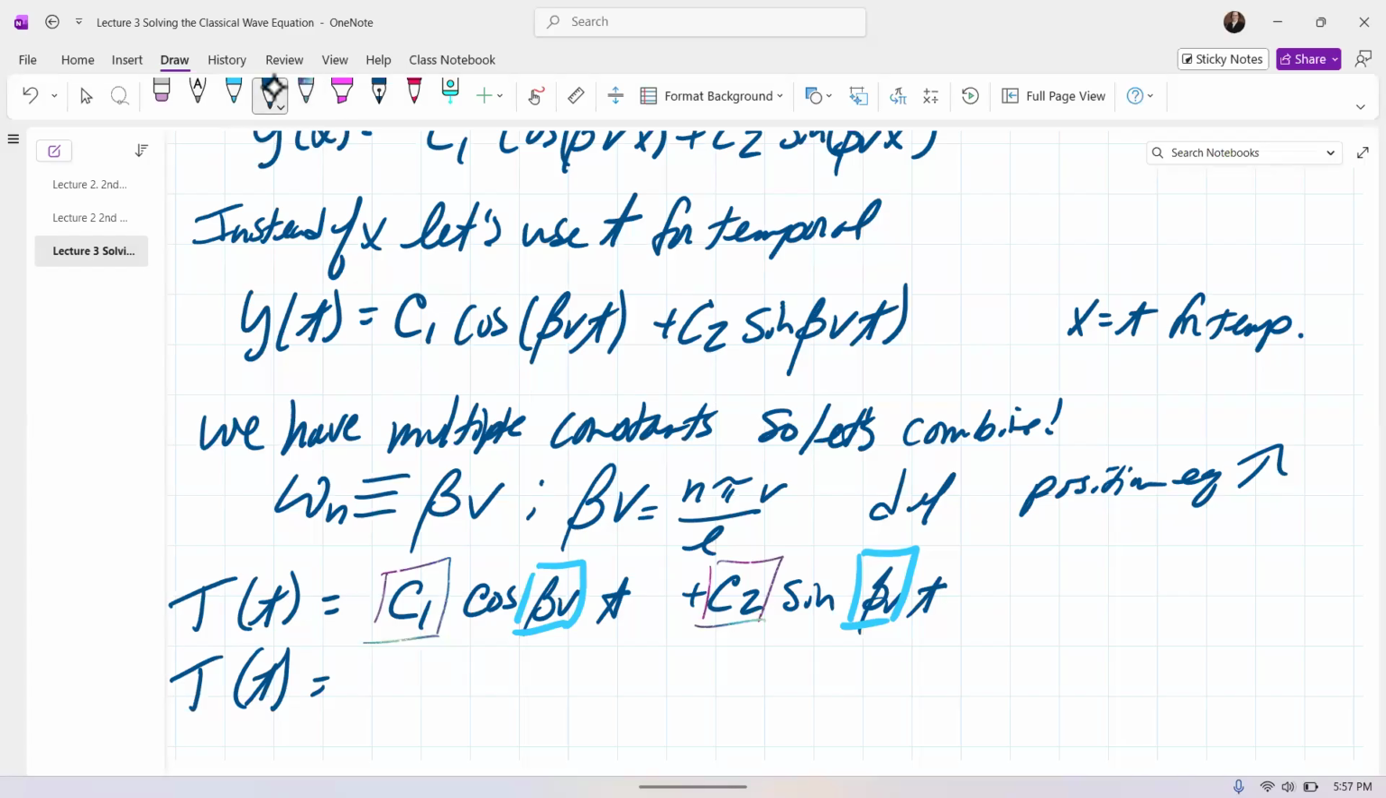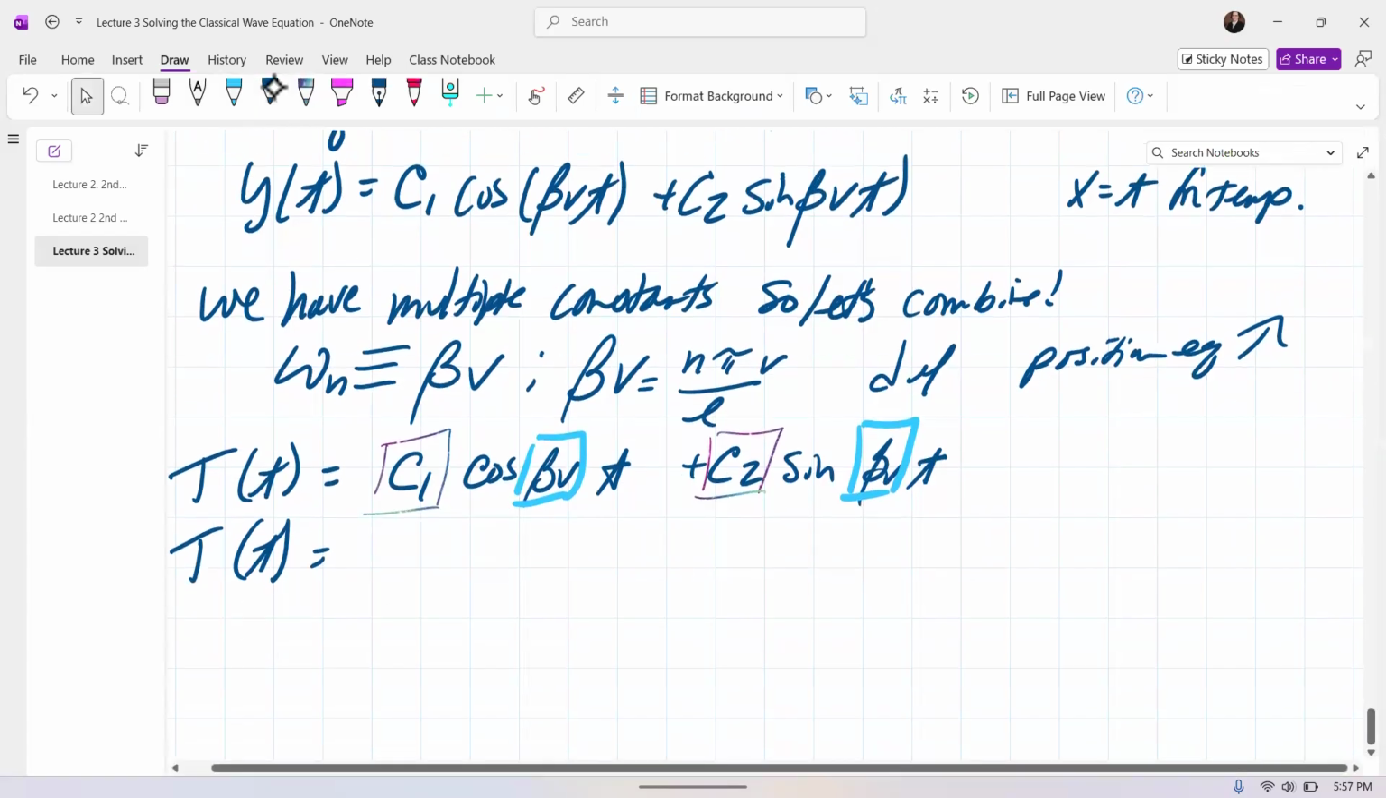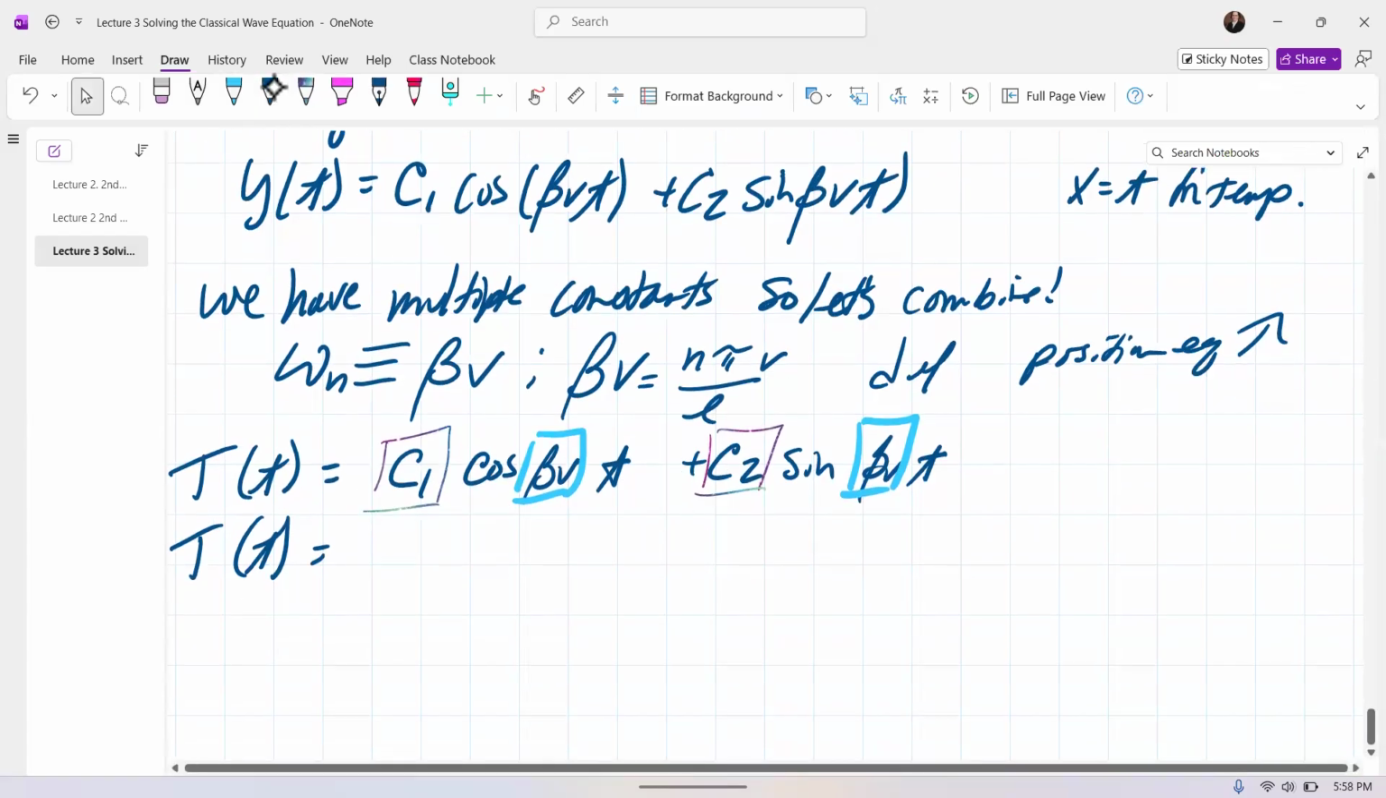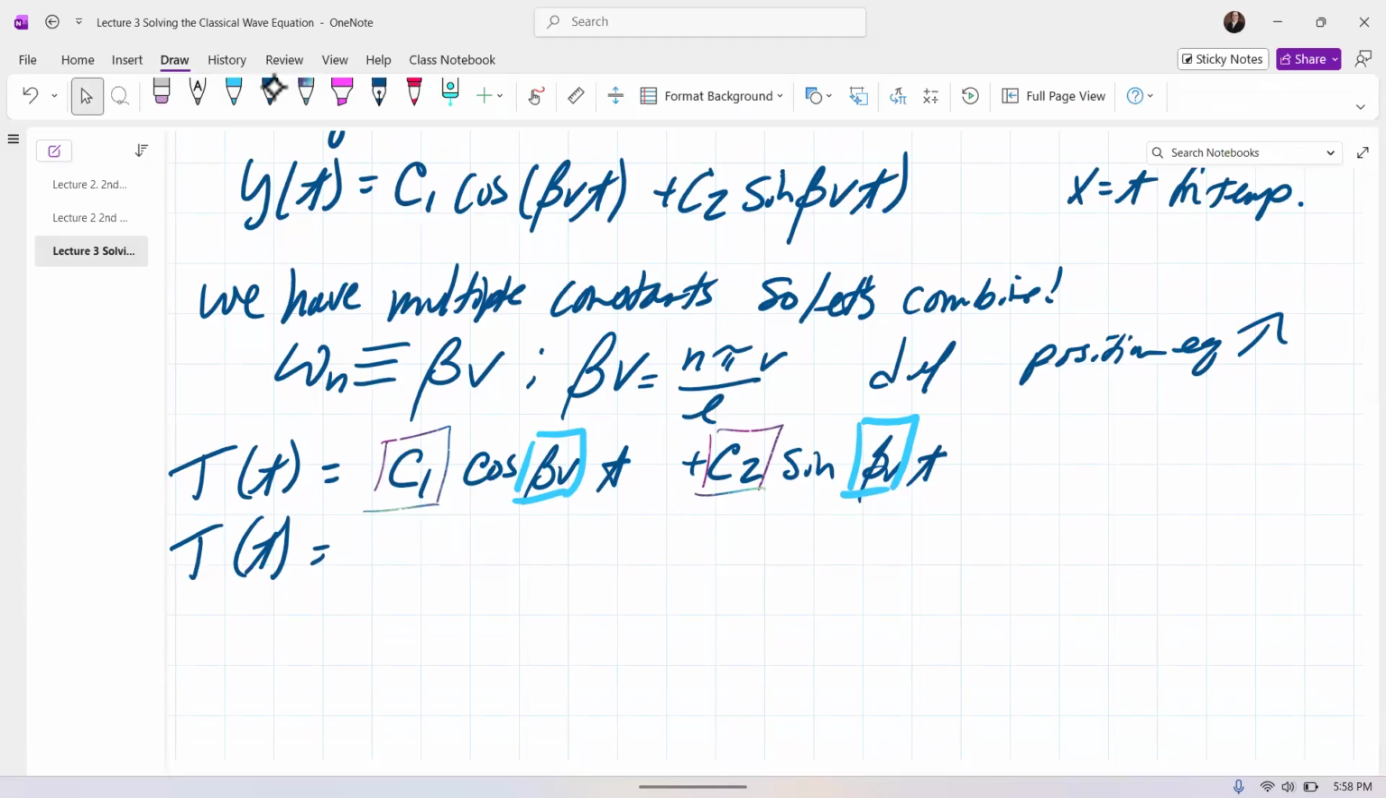It's like a rose by any name. Would it smell the same? Good. Emily Dickinson. A rose by any other name would smell just as nice, right? So change your constant's name. D cosine omega sub n t plus E sine omega sub n t.